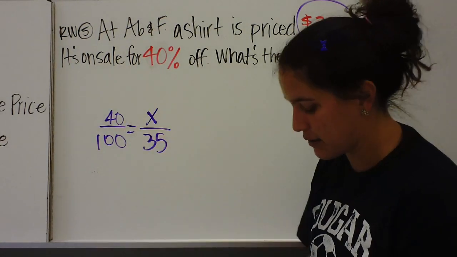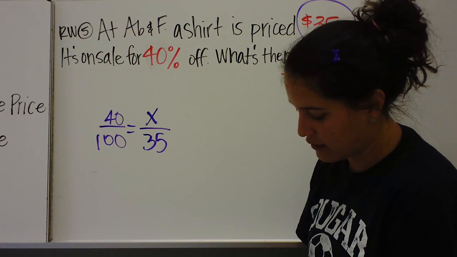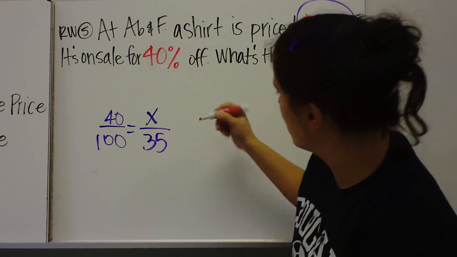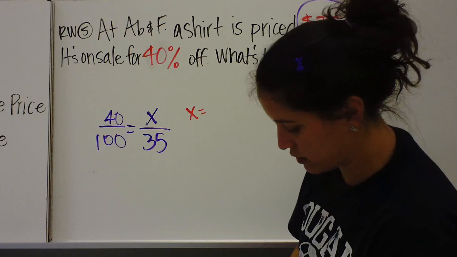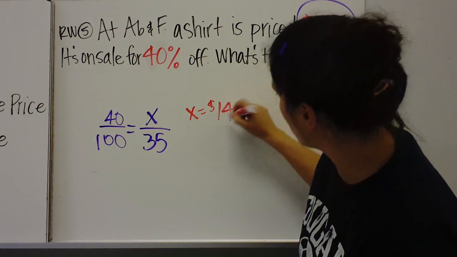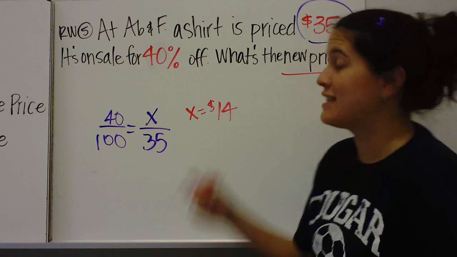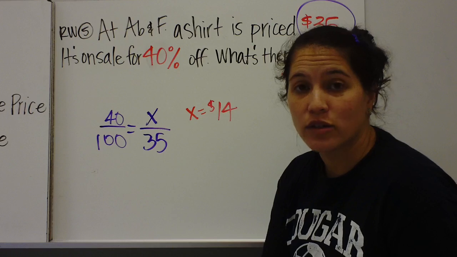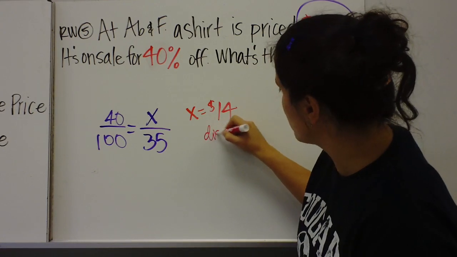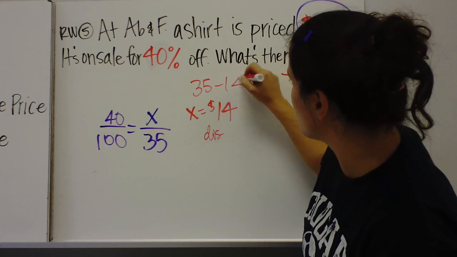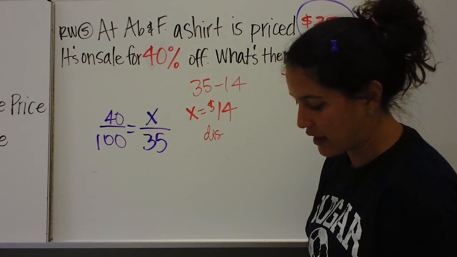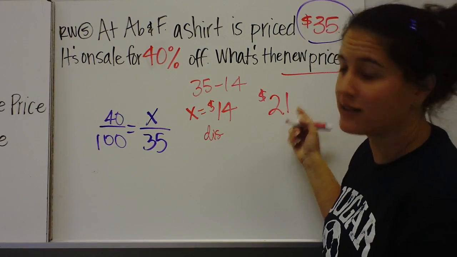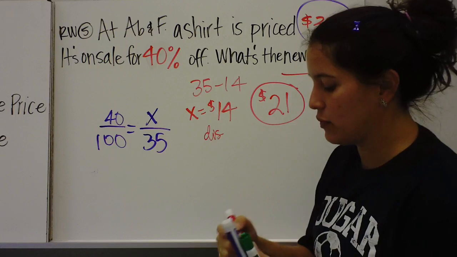So we cross multiply. 40 times 35 divide by 100, and x equals $14. So we ask ourselves, is that the new price? Is the new price $14? No, the new price is not $14. That's the discount. So we need to subtract 35 minus 14, and that gives us $21. Is that the new price? Yes. That is the new price.